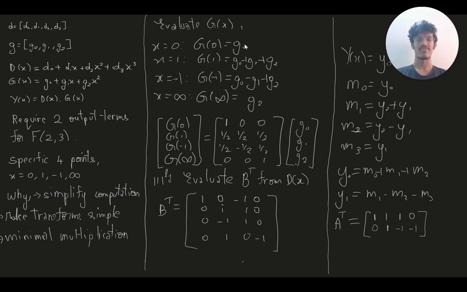So this matrix is basically taking the coefficients at each location. So G0 has 1, 0, 0 coefficients. G1 has 1, 1, 1 coefficients. But if you look over here, it has been scaled by half. Now, why has it been scaled by half?